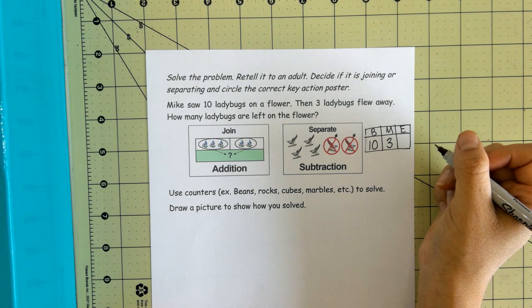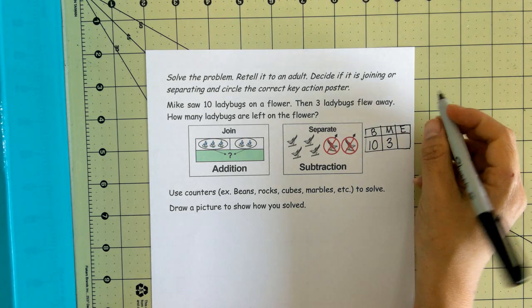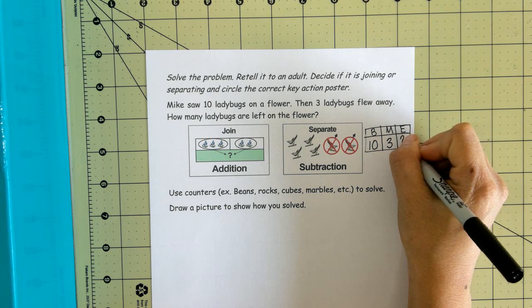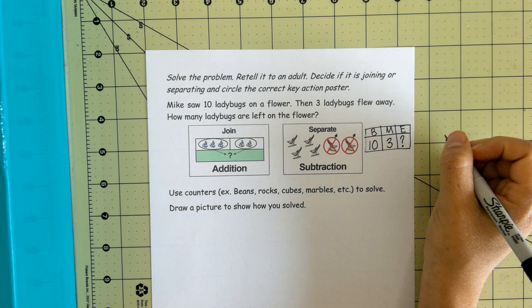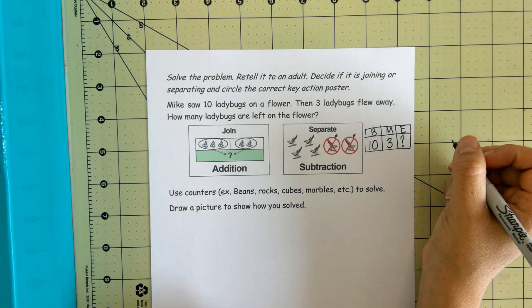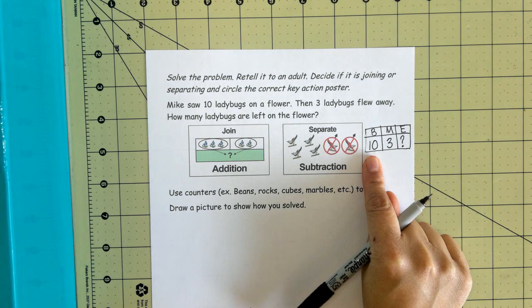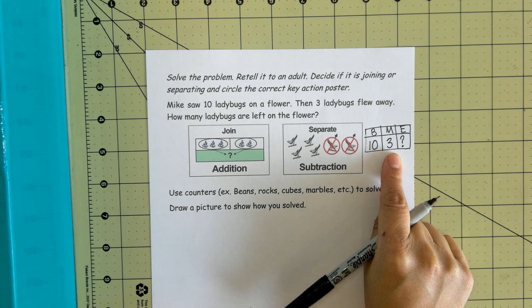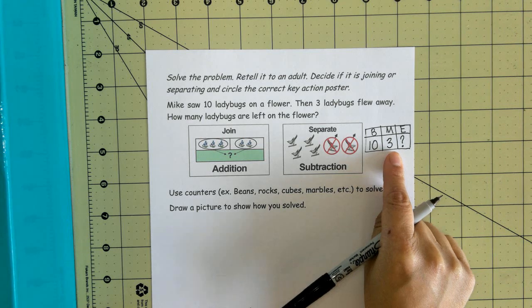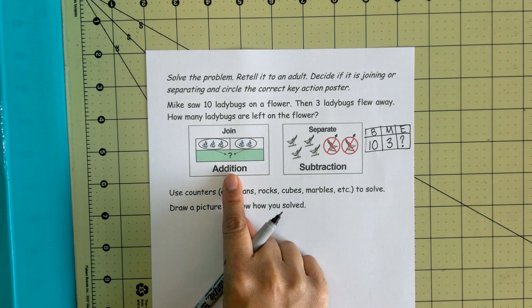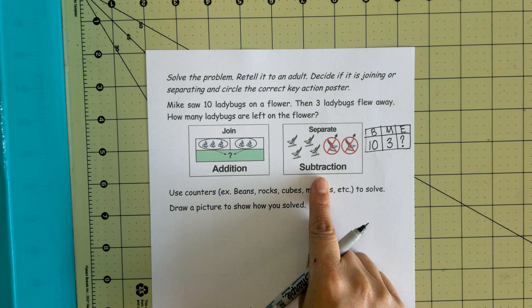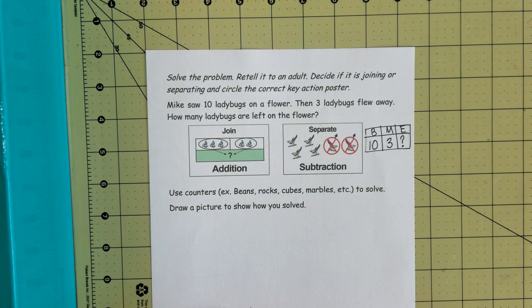Now, we don't know how this story ends. This is a result unknown, so I'm going to write a question mark for the E. The story did not tell us how many ladybugs were left. That's what we have to find. So we know that at the beginning there were 10 ladybugs on the flower, and then 3 of them flew away. So now I want you to think, are we joining to add or separating to subtract? Are we joining to add or separating to subtract?